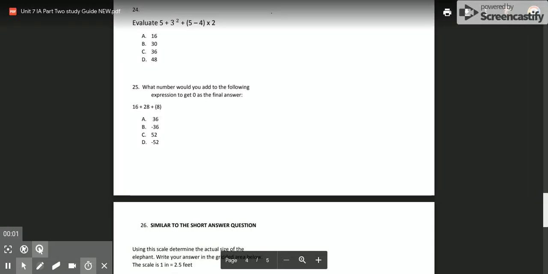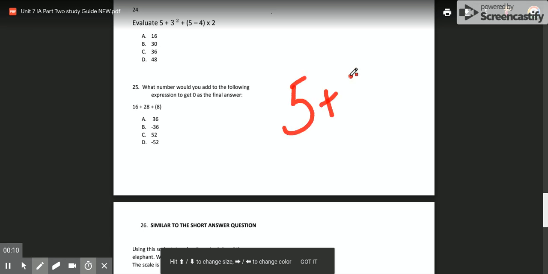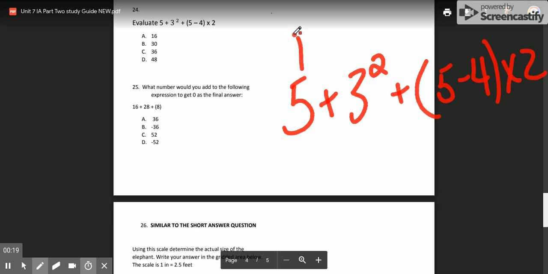All right, so I'm going to go back and re-explain number 24 and 25, I think, because my time ran out on the last video and I was trying to rush it in. So 5 plus 3 squared plus 5 minus 4 times 2. So parentheses come first because we have to do PEMDAS.